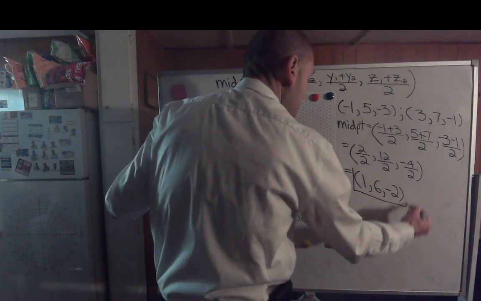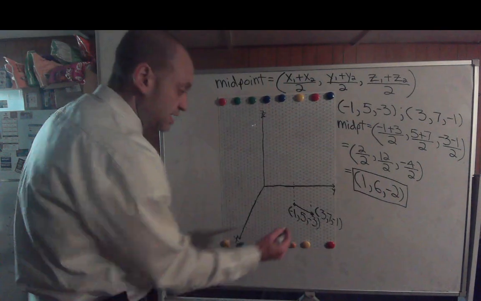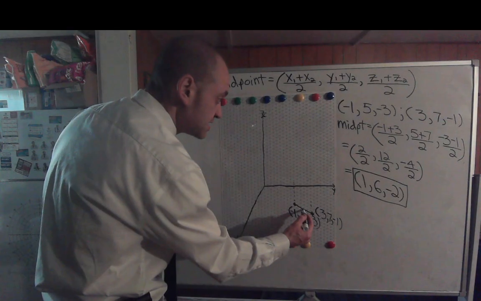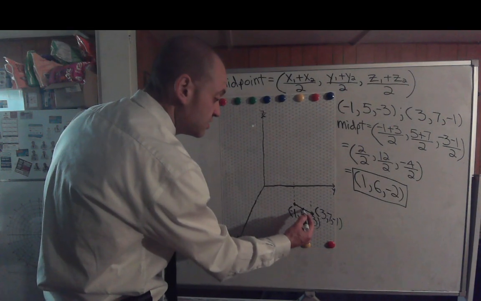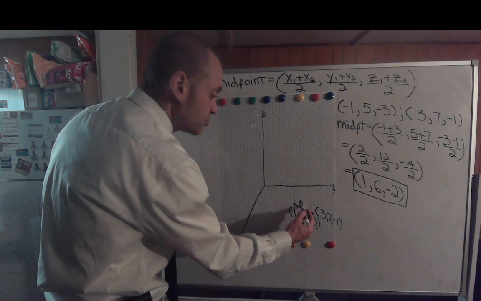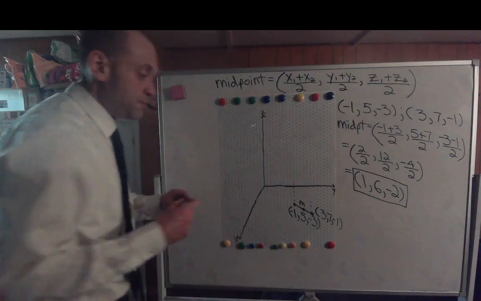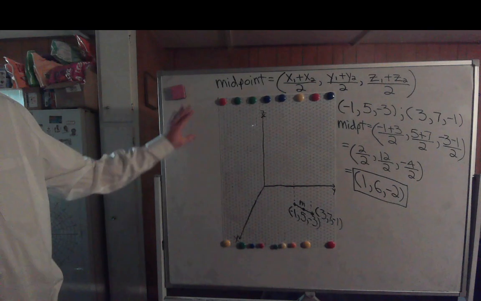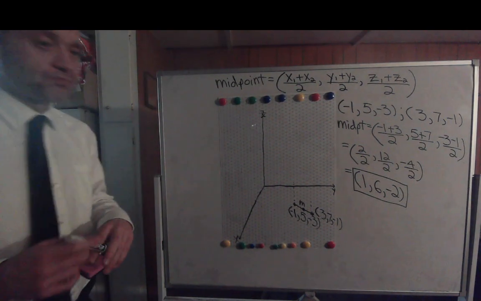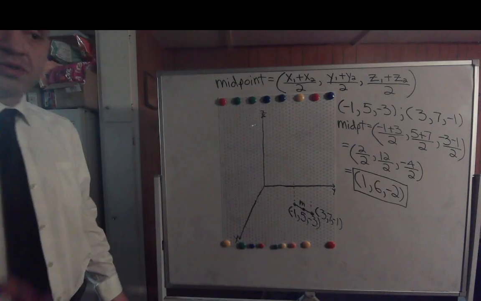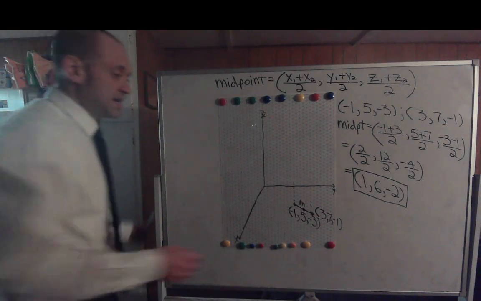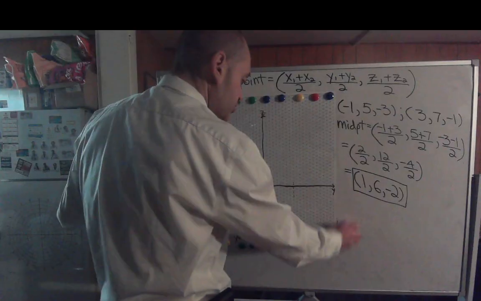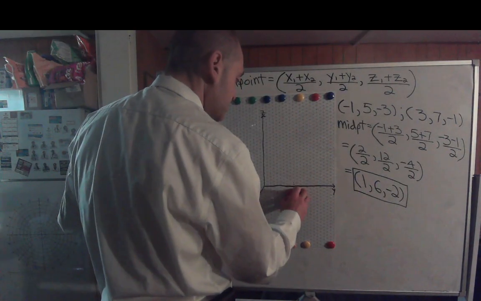So the midpoint of these two ordered triples should be at about 1, 6, -2, which is going to be somewhere about there. There's your midpoint. I'll call that M. So yes, finding the midpoint is really pretty easy. Now let's deal with some triangles in space. I think it's kind of cool to start to be able to draw shapes in space, personally.